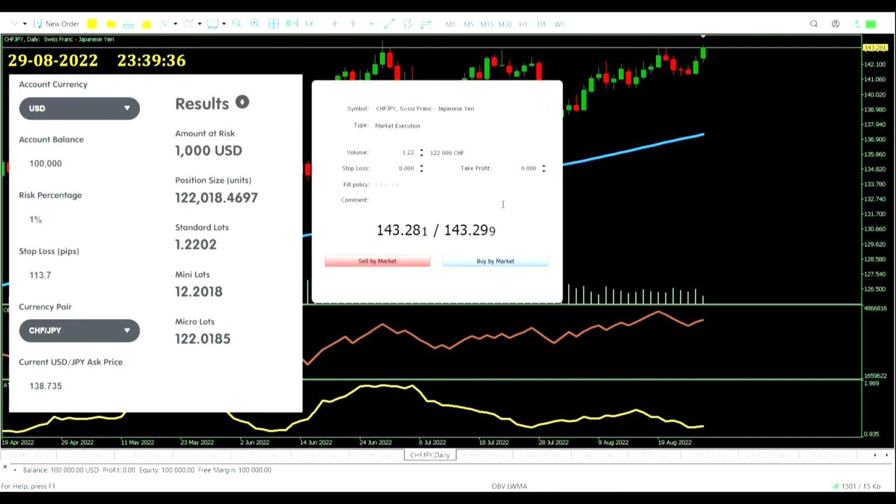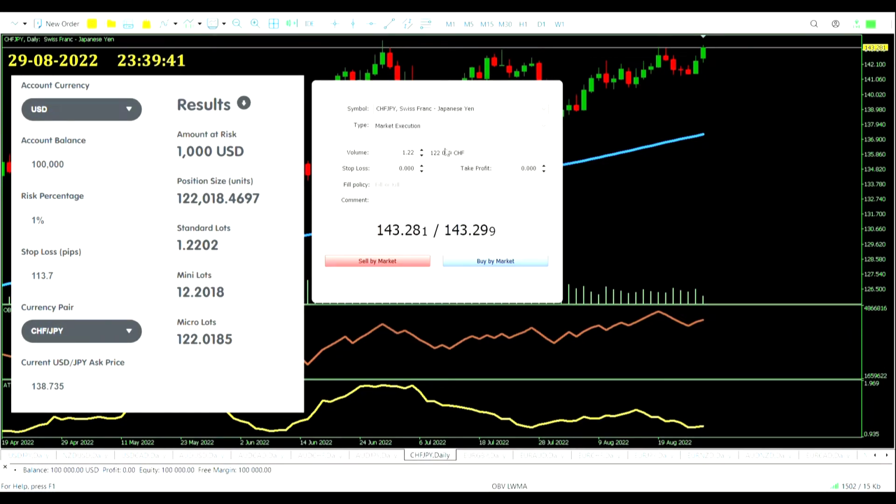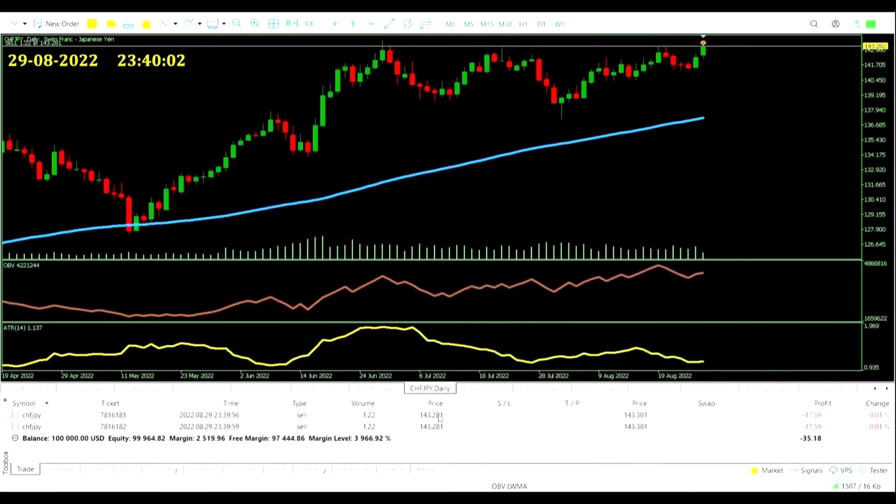Okay, you can see the risk calculated on screen. We are going to be getting into 2 sub-trades, 1% risk each, 2% total. That's $1,000 risk per sub-trade, starting at 100,000 US dollars. And we are going to be selling off the market. We'll give it a go. Let's get in there. Okay, so let's set a stop loss and take profit.